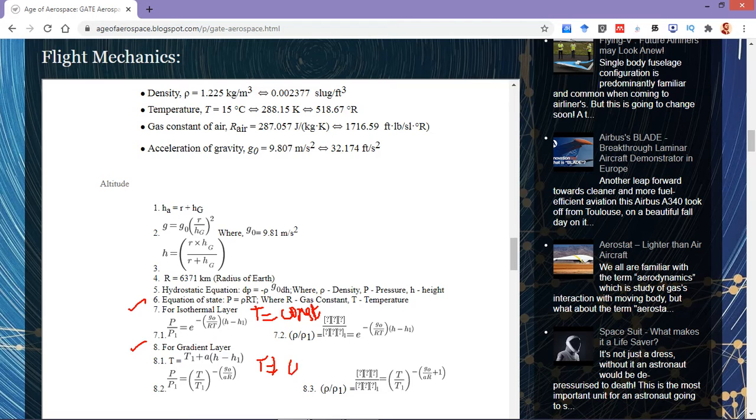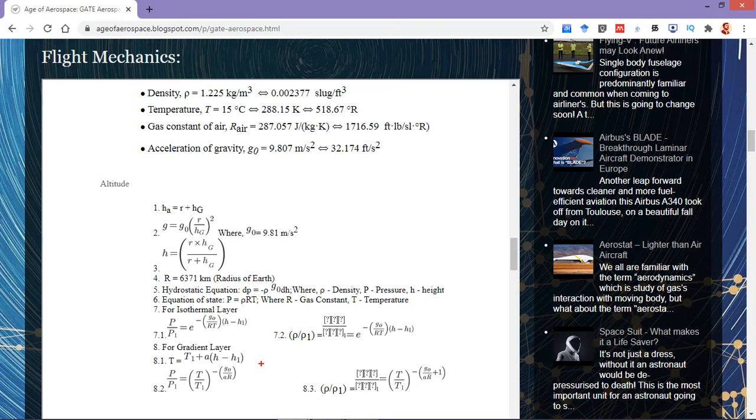So that is the basic difference between isothermal and gradient layer. So these both formulas are required: the pressure and density ratios for the isothermal layer and the pressure and density ratios for the gradient layer.